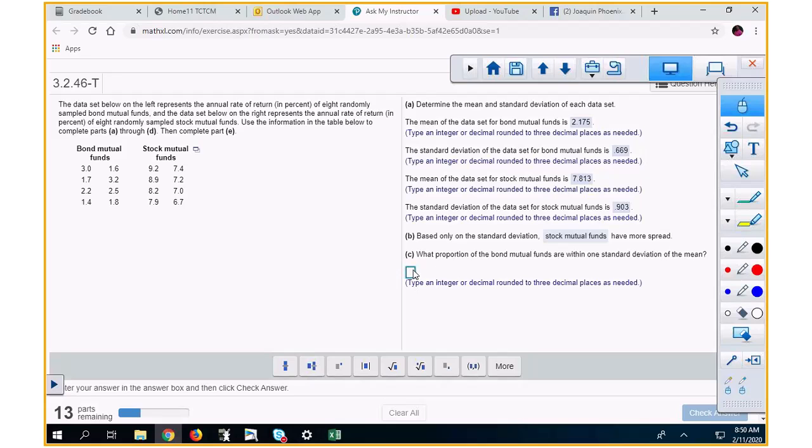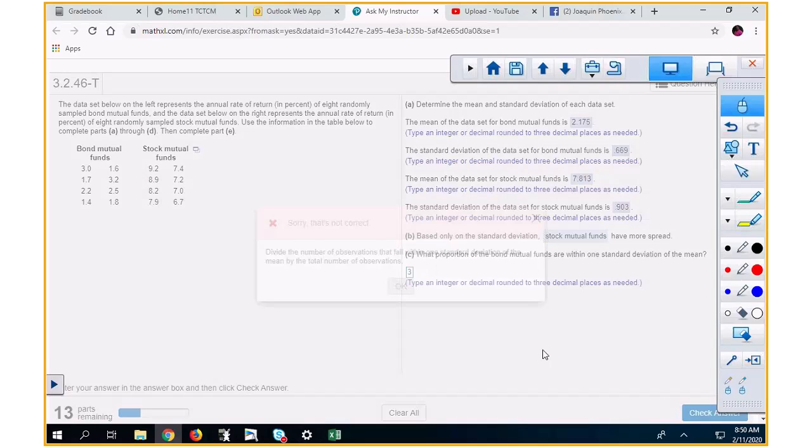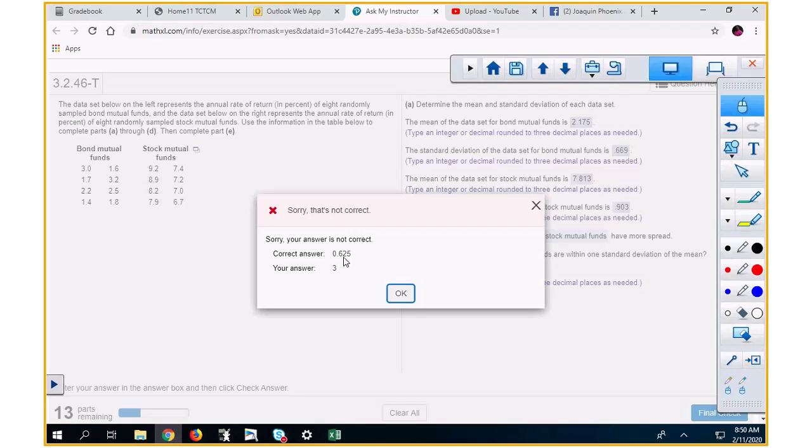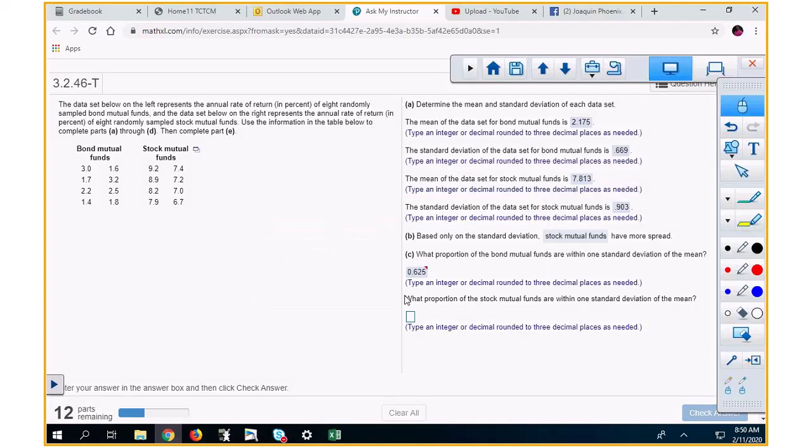Okay, it said what proportion. I don't remember now. I'm just going to put 3. But that's the empirical rule. 0.625. 62% within one standard deviation. Okay, they want you to change it into a z-score, evidently. Because we know that 34 and 34 is what? 68%. So you can't use the empirical rule there. You have to use the z-score.